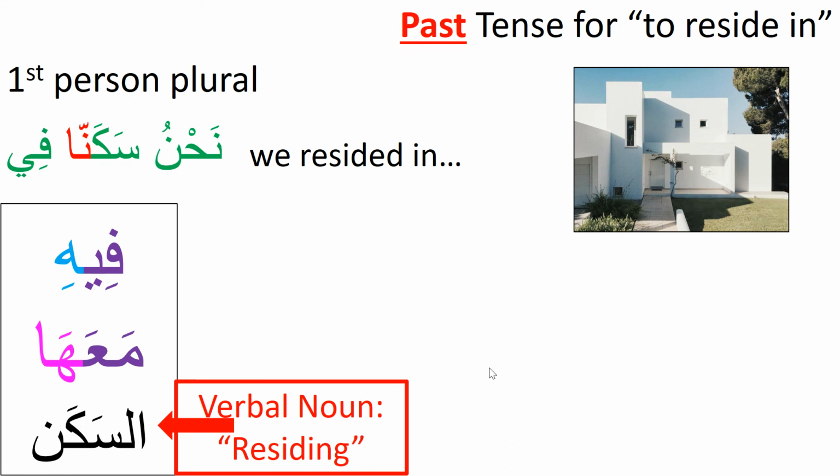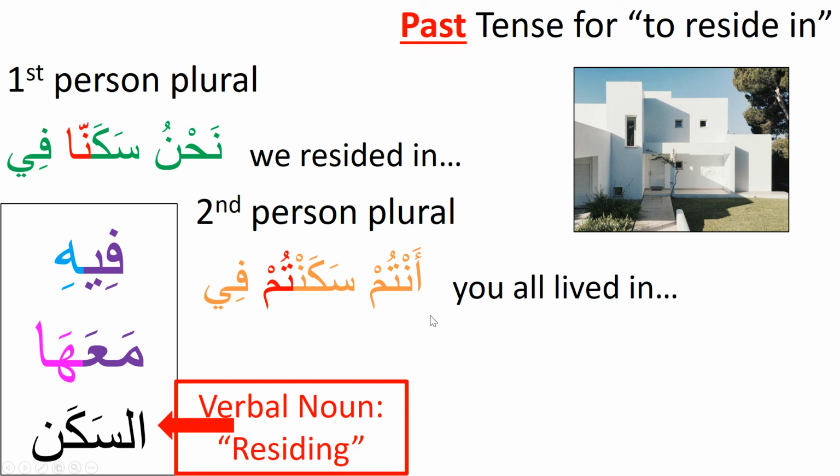Nahnu sakanna. Now you notice it looks like there's only one noon there, but there is a shadda above it, which means there's actually two noons. Remember, our shadda indicates there are two of that type of letter. So nahnu sakanna, we resided. What about you all? Antum sakantum. Remember, tum is our suffix here, that indicates you all did something. Sakana is the verb, and then tum is the suffix.